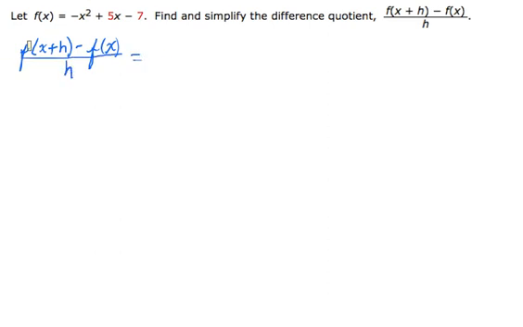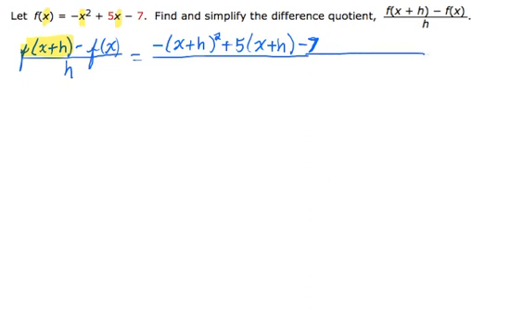So we will start with f of x plus h. That means each of these x's in the function rule gets replaced by x plus h in parentheses. So we will have the negative of x plus h all squared, plus 5 times x plus h, minus 7. Now that's just the f of x plus h portion, which is right here.